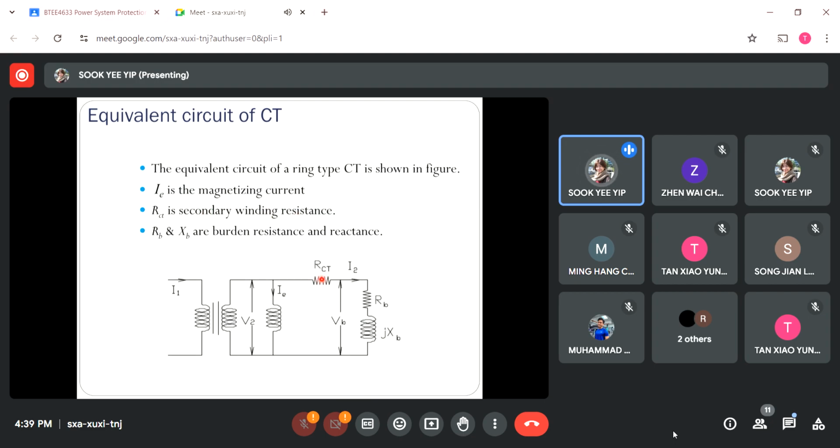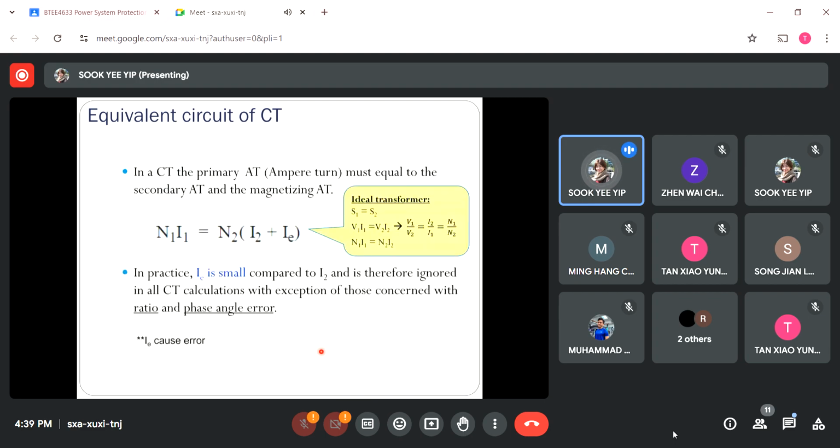The number of winding turns gives you the resistance value, as well as the burdens in terms of resistance and in terms of reactance as well. Let's say this is not a pure resistive load. Next we have V2 and VB. VB is the voltage drop across the burdens. V2 is the voltage generated at the secondary side. Usually these two values are the same because these paths are in parallel connection. Let's move on to the next slide.